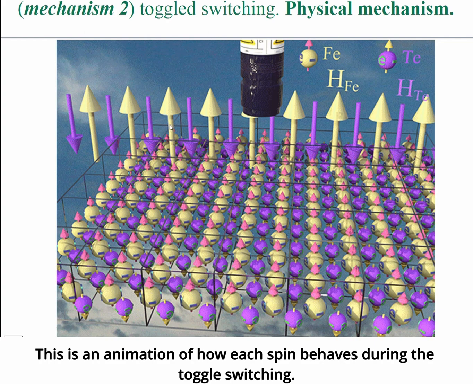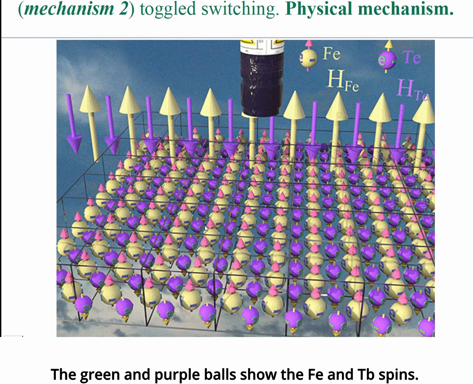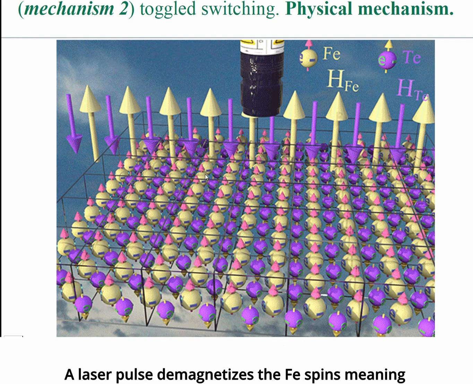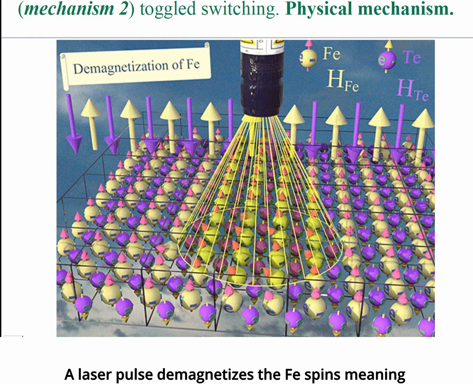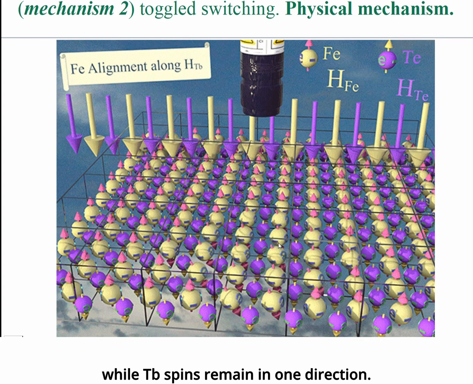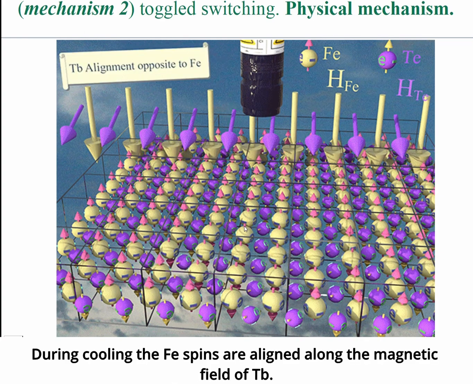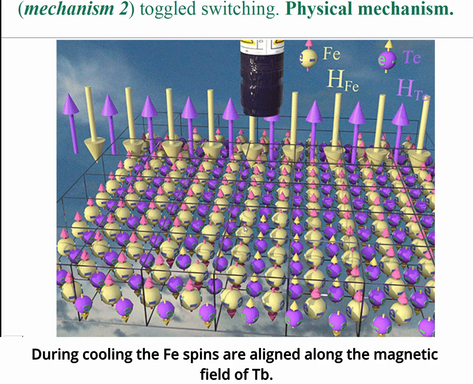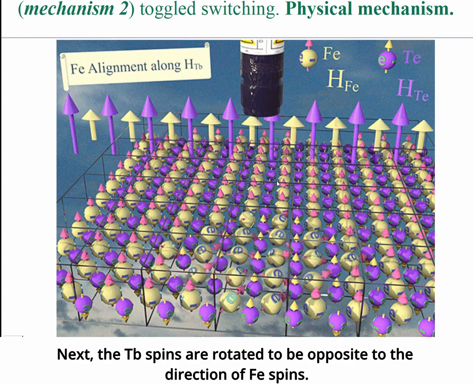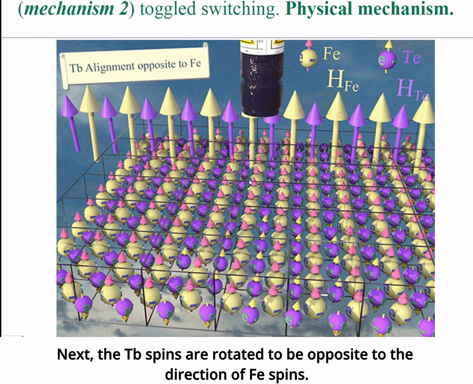This is an animation of how each spin behaves during the toggle switching. The green and purple balls show the iron and terbium spins. The arrows show the intrinsic magnetic field around iron spins and terbium spins. A laser pulse demagnetizes the iron spins, meaning that the iron spins are distributed in all directions, while terbium spins remain in one direction. During cooling, the iron spins are aligned along the magnetic field of terbium. Next, the terbium spins are rotated to be opposite to the direction of iron spins.